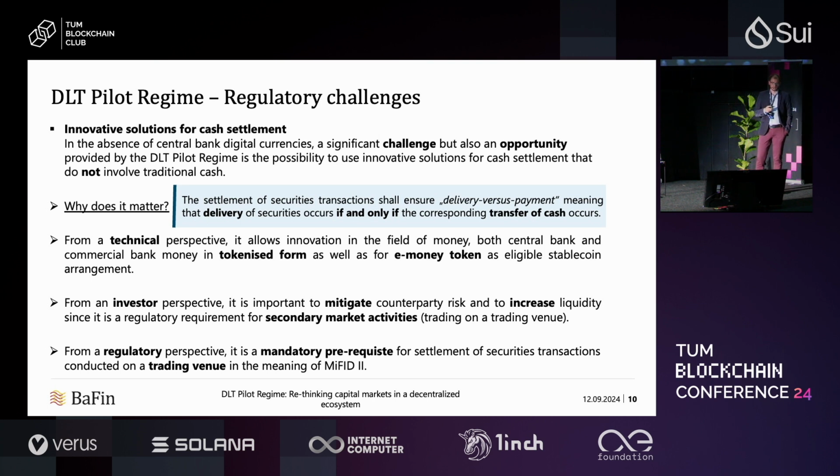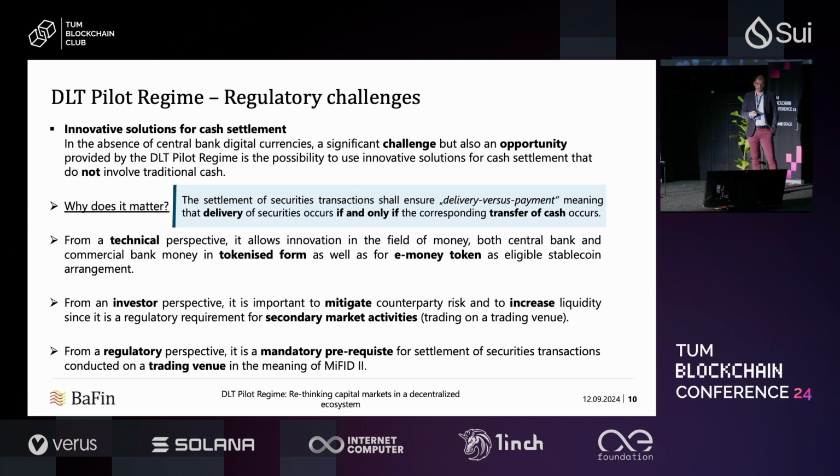When it comes to the development of the DVP approach, that is actually regulatory challenging, but on the other side, providing new solutions for the cash transfer resulting from the settlement of transactions is also an opportunity, because what we have already seen is that there are some approaches like atomic swaps and hash time lock contracts being used. Therefore, from a technical perspective, it is really an interesting field to develop further innovative solutions for the settlement of the cash leg of transactions.